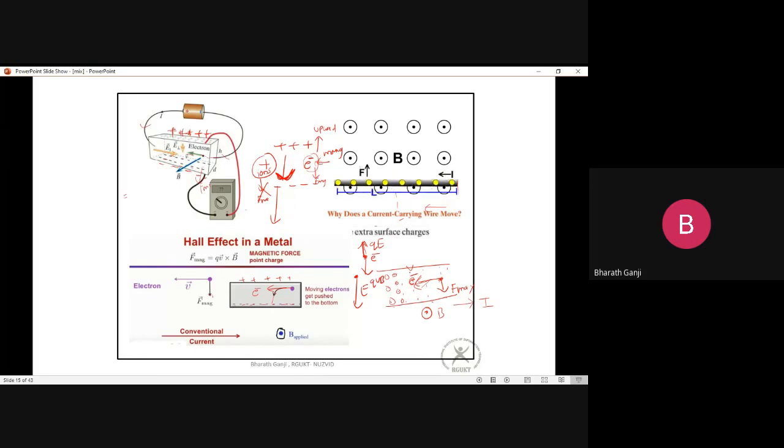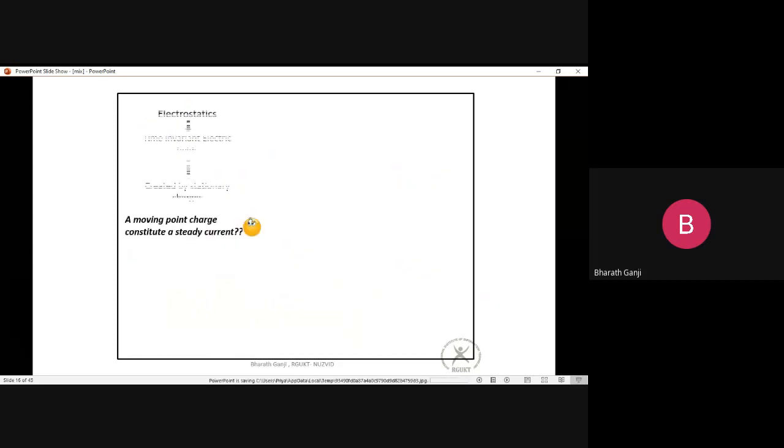Okay, so that is why you see that whenever you have, when you keep a wire inside a magnetic field, it either goes up or it goes down because of this force that is extra, because of the extra surface charges that come into picture, right? So ఇప్పుడు దాకా ఏంటి అంటే, 1 second.